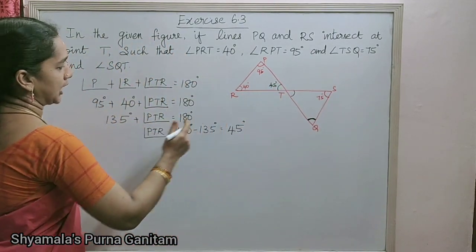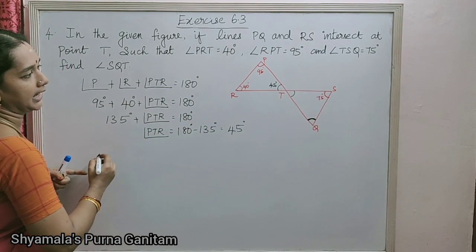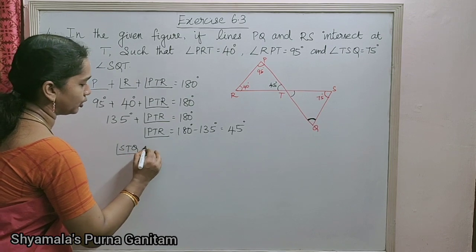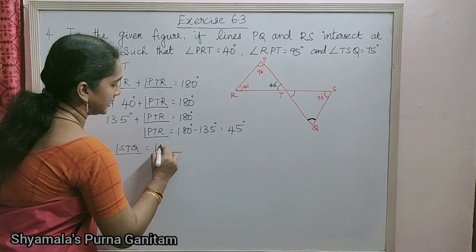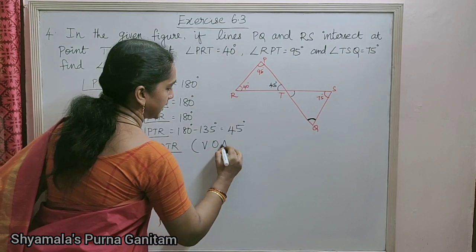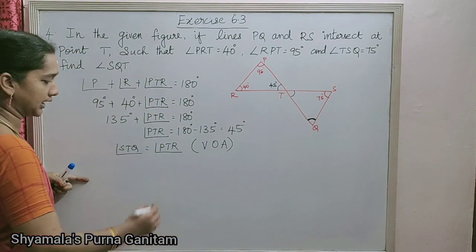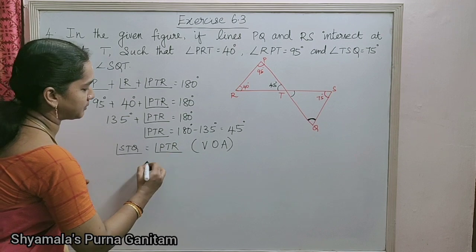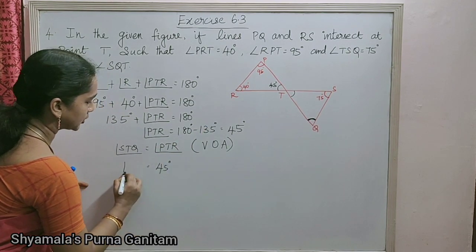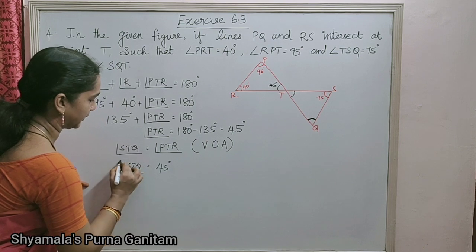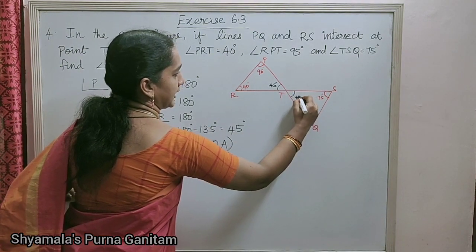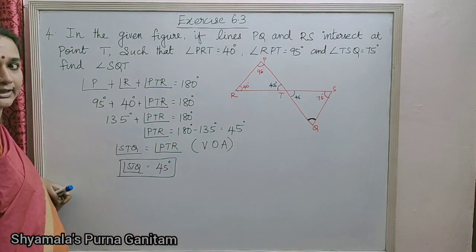So these two angles, angle PTR and angle STQ: angle STQ is equal to angle PTR, as they are vertically opposite angles. Just now we got PTR as 45 degrees, so STQ is 45 degrees. STR is this one also, a vertically opposite angle, so we get 45 degrees.